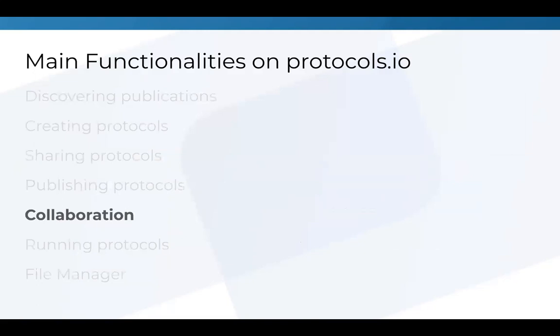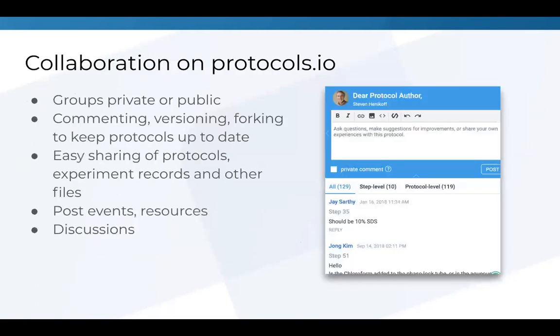And then collaboration on Protocols.io. There is an option to create private or public groups on Protocols.io. And the protocols, as mentioned before, can be discussed to keep them up to date. And groups on Protocols.io make it really easy to share protocols with just a click. And you can also share experiment records and other files in group folders.